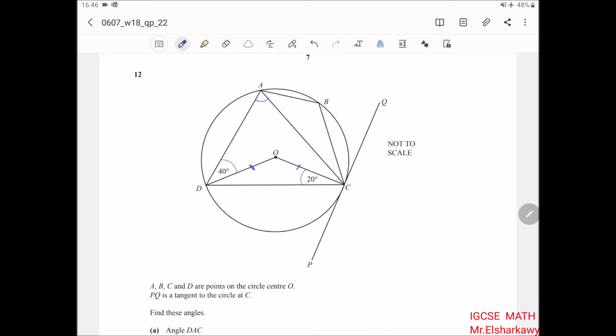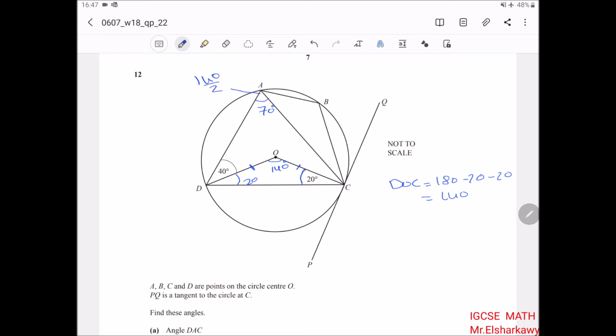So ODC here would be equal to the opposite angle, which is 20. So this is also 20. Then we can see angle DOC at the center. So DOC is equal to 180 minus 20 minus 20, equal to 140. So this is 140 degrees. So the angle that we want, DAC, is half the angle at the center. So this will be 70 degrees. This is 140 over 2.